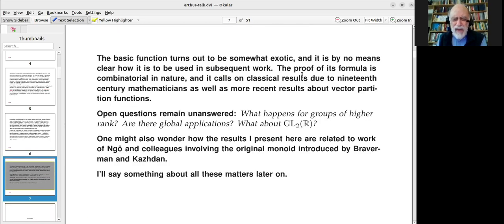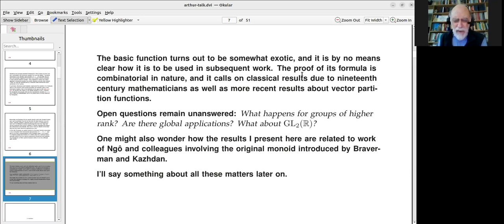So the basic function, as we'll see, I'll show just one or two examples. And even then you'll see that they turn out to be somewhat exotic. The case of Tamagawa's characteristic function of the integer matrices doesn't really give you any hint of what's involved. And it's not clear how you can use these exotic functions in subsequent work. It's really a big mystery to me, but the results are interesting enough that it's promising for something.